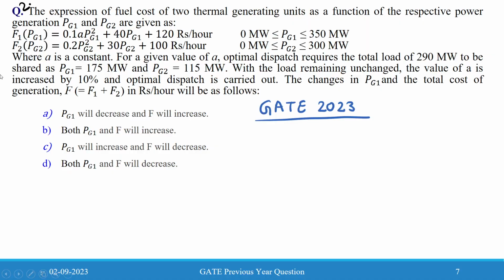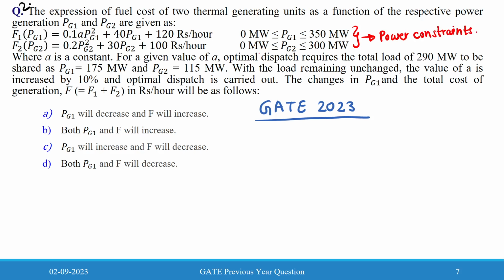In this problem it is given that the expressions of fuel cost of two thermal generating units as a function of the respective power generation Pg1 and Pg2 are given. The notations can be different here: instead of C1, it is denoted by F1. So F1(Pg1) is 0.1 a Pg1 square plus 40 Pg1 and so on. And F2 is the fuel cost given for the second generating unit, and these are the constants, power constants for each generating unit.